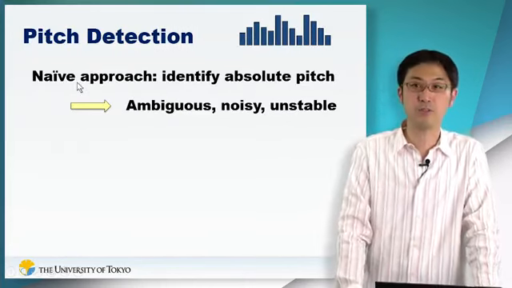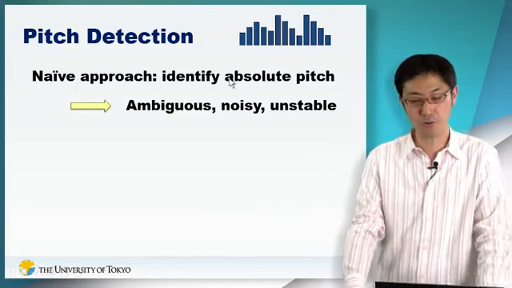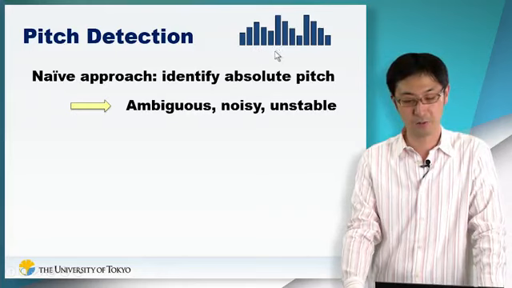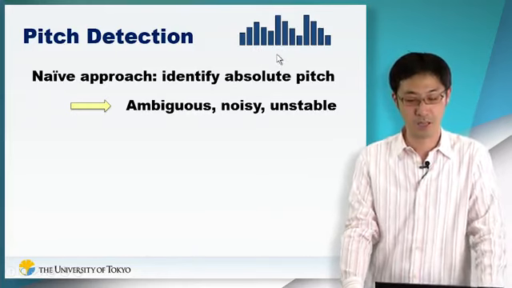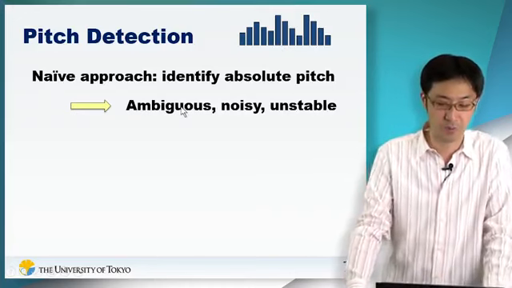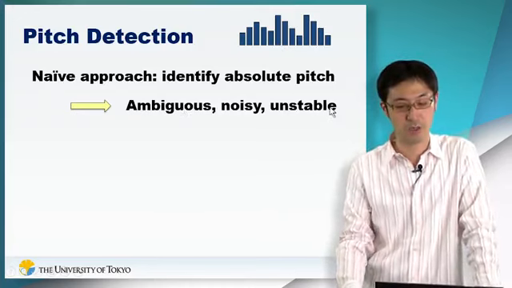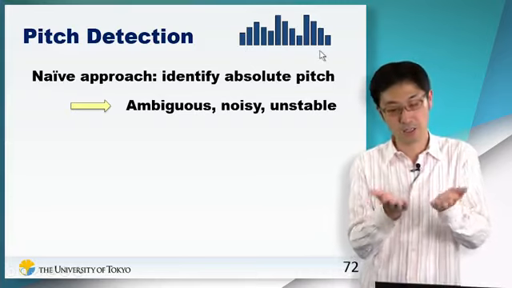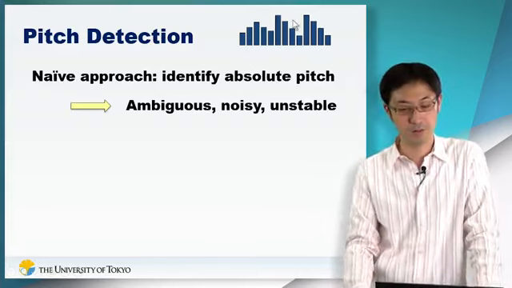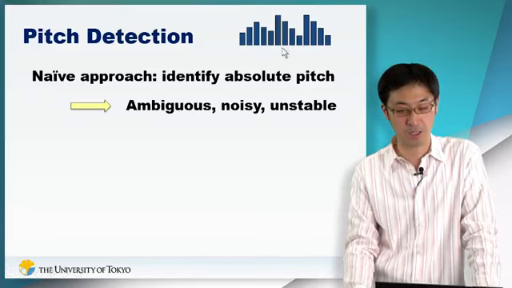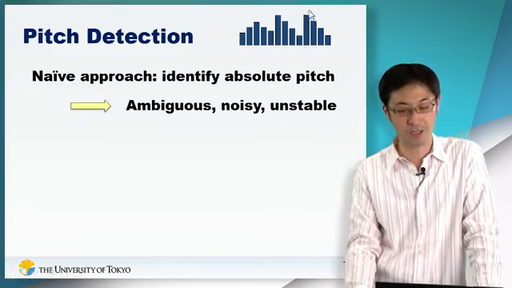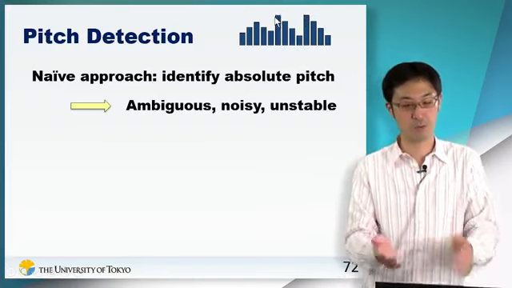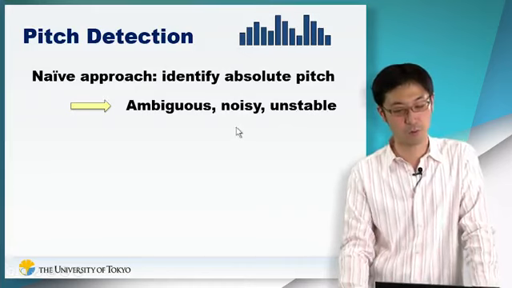A naive approach is to identify the absolute pitch for each voice. So here is the input signal, and we try to identify the dominant pitch. However, this is very, very difficult. It's very ambiguous, noisy, and unstable. Please imagine that this kind of frequency signal is changing all the time, and it's very difficult to identify a peak. At some point this is the highest, but at the next moment this one gets highest. So it's very unstable, and this naive approach does not work well.